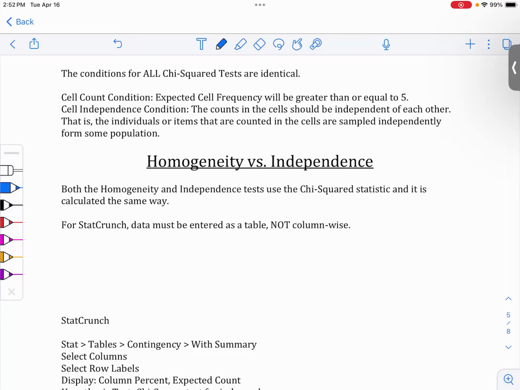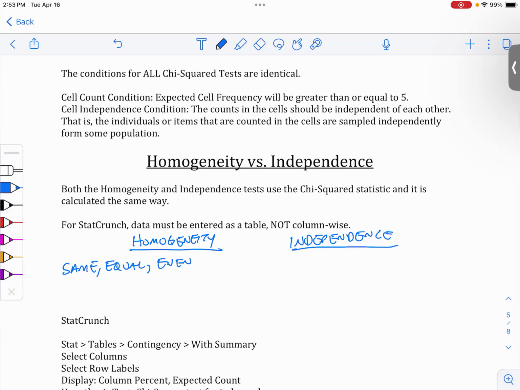The difference is identifying within the wording. So homogeneity will say things like same, equal, even, right? And then vice versa, different, unequal, and uneven.